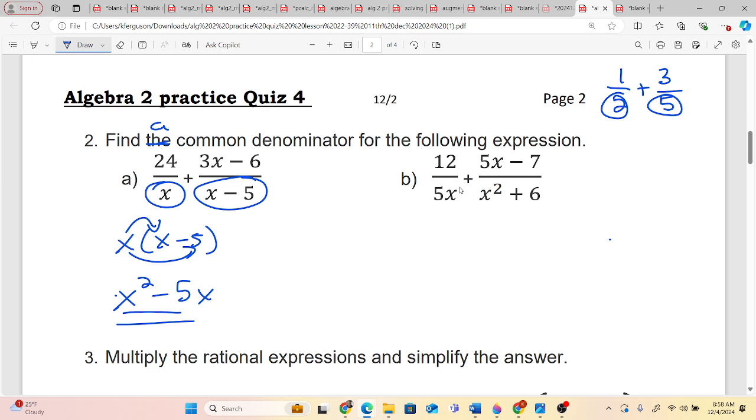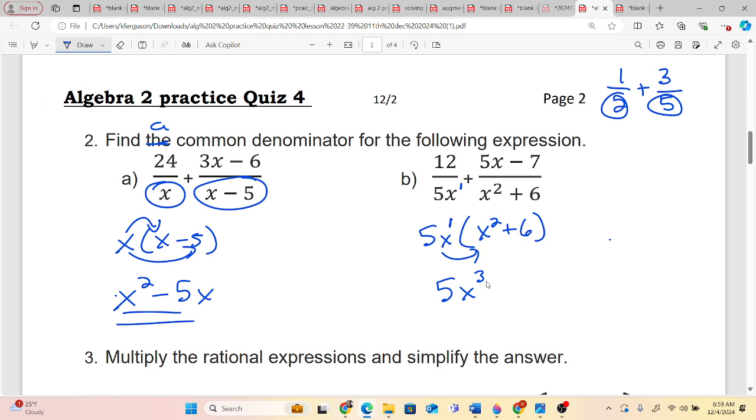What's my exponent right here? What's my exponent right here? 1. No number as an exponent means it's a 1. So now let's multiply them. I've got 5x times x squared plus 6. Yep, distributive property. So what's 5x times x squared? 5x to the third, or 5x cubed, because that's a 1, that's a 2. Add them together when I multiply because the bases are the same.